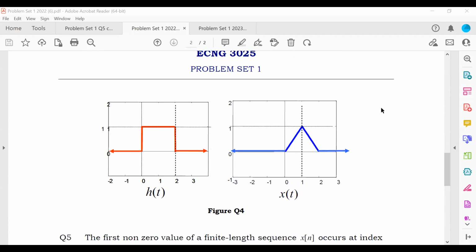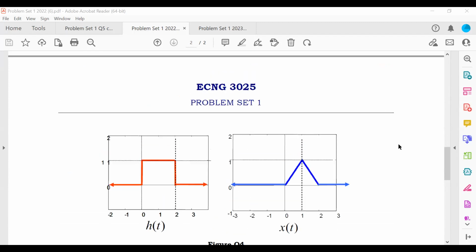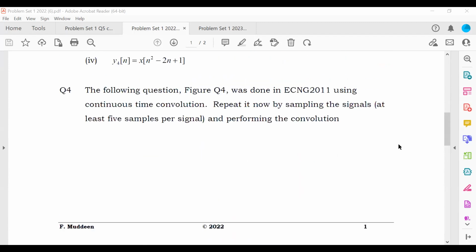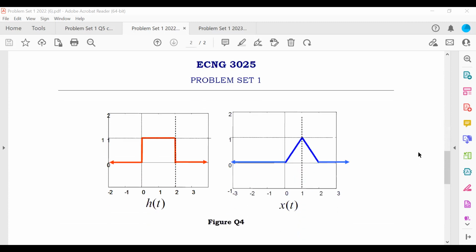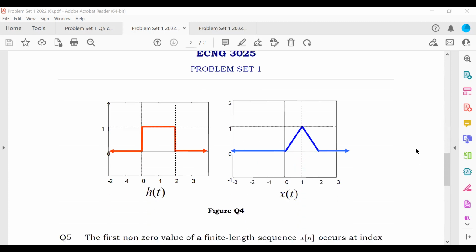can do it fairly easily using discrete time, you could try the same convolution manually by sampling. So I told you all to take the sample signal, take at least 5 samples, and perform the convolution. One little thing about this though, and you have to be aware of this when you're sampling.